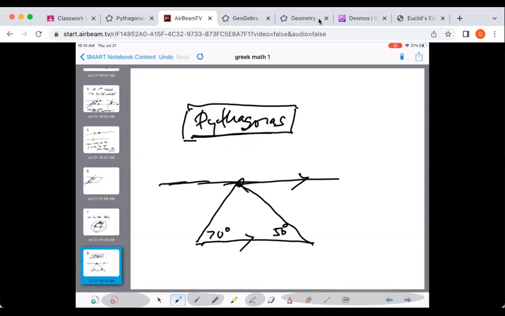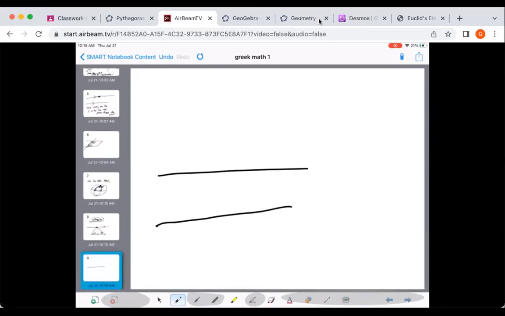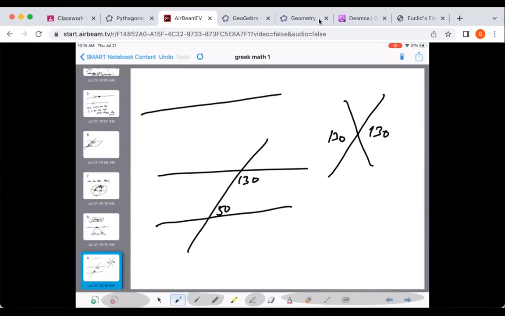Now remember the transversal, and I mentioned that they would know that these two angles were supplementary. Well, there's also something called vertical angles, meaning if you have a letter X, if this is 130, that's 130 also. That's because any line is equal to 180 degrees, because a line could be made by making two right angles. So if I make a letter Y, these two angles will be supplementary.